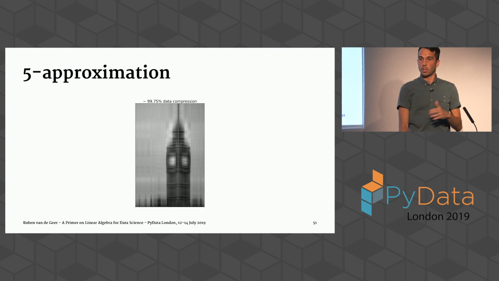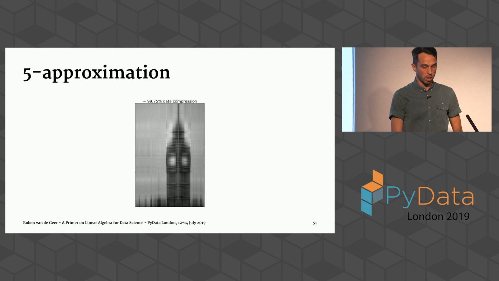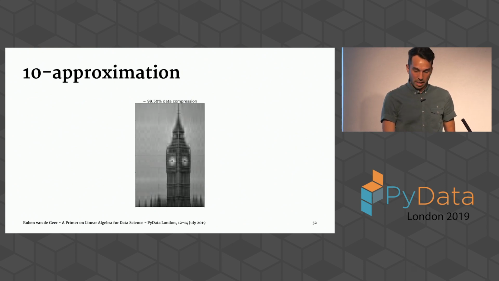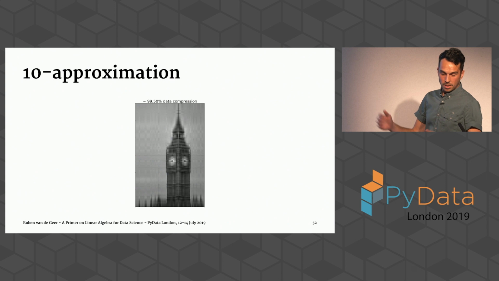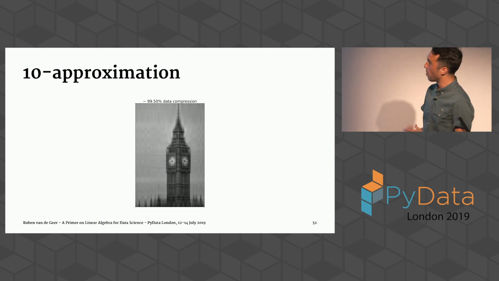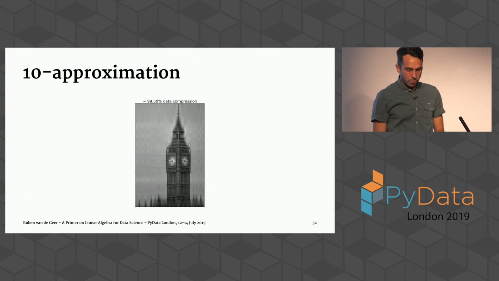That's the whole point of this exercise. You only need not so many of these singular values to represent the picture in a meaningful way. Because this is 5. But if we increase it a bit more, we say 10. Now we start recognizing things. We say, oh, there are other buildings in the picture. The Big Ben also has a clock, apparently. And still we're only using 0.5% of all the data.